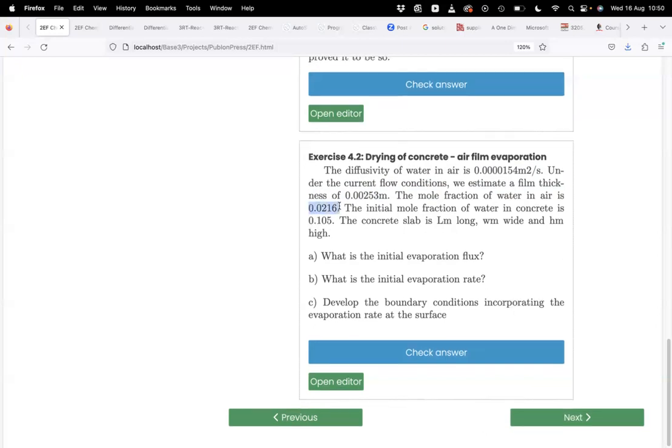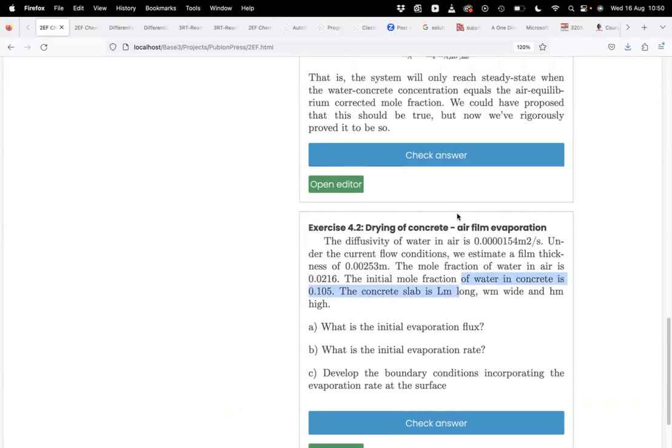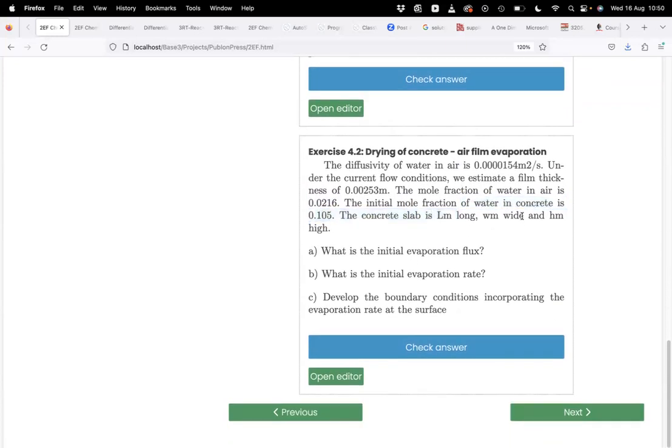So this is probably closer to sea level. You've got a slightly higher mole fraction of water in air in this problem. So that's what's in the bulk, right? And then it also says here, the initial mole fraction of the water in the concrete is this value, 0.105. It gives us the length.